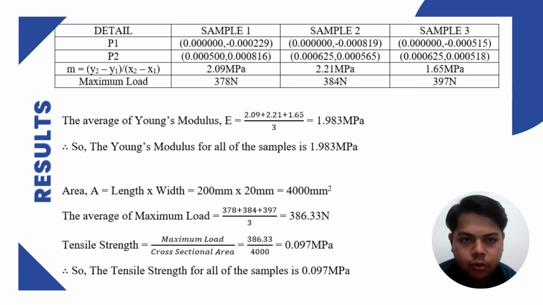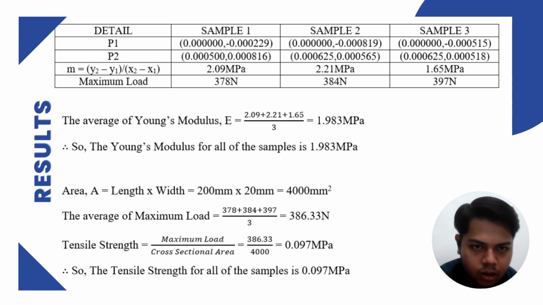Then we calculate the gradient of the initial section of the curve, where the y-axis is data for stress while the x-axis is data for strain. And this is the result for Young modulus for all of the samples. And this is the maximum load for three samples. After we find all the details, we need to calculate the average Young modulus. And we got the Young modulus for all of the samples as 1.983 megapascal.